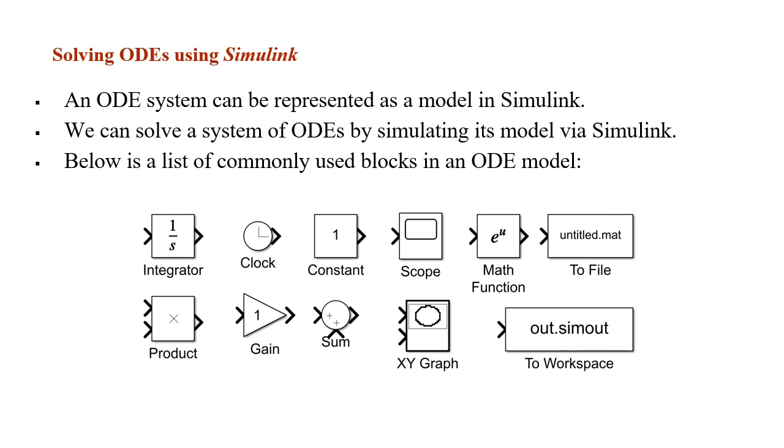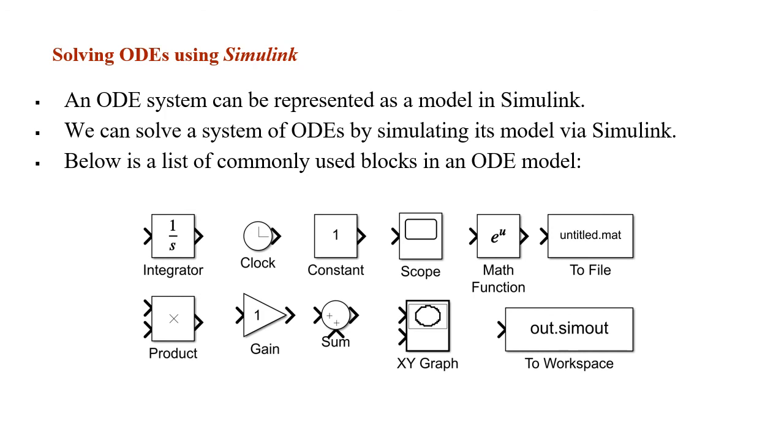There are other blocks that help you transfer data to and from Simulink. We'll mainly focus on the To File block. By default the file name is untitled.mat, so the extension is .mat, and you can change that to, for example, data.mat from the settings of the To File block.